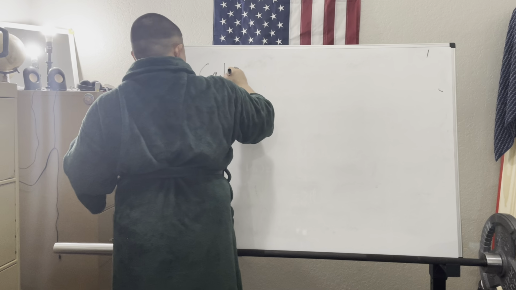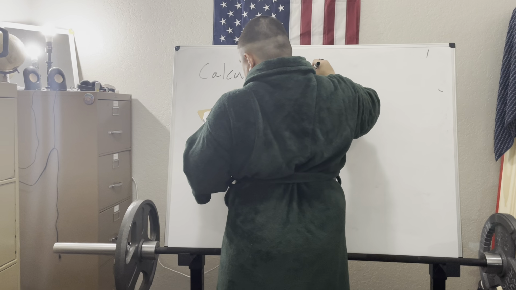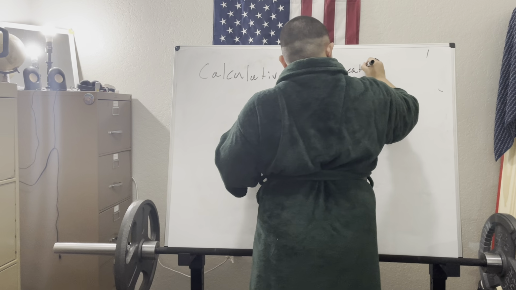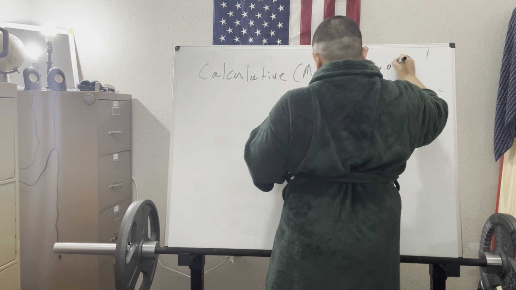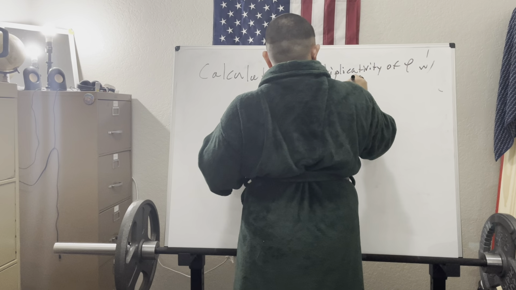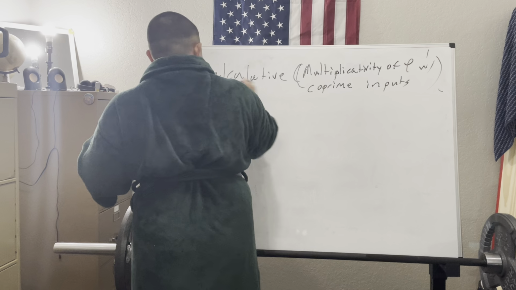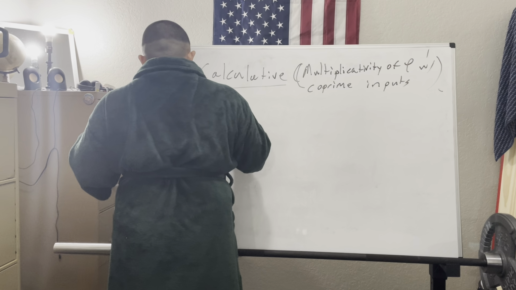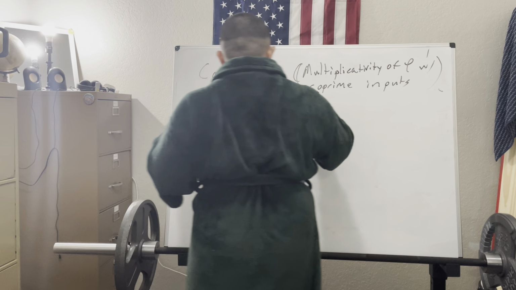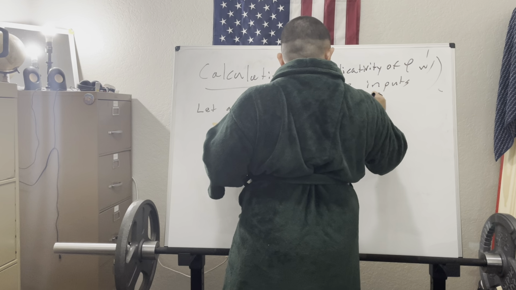So, we have our calculative for multiplicativity of the totient function with coprime inputs. So let's suppose that A is equal to 8, B is equal to 15, and we know the GCD of 8 and 15 is equal to 1.